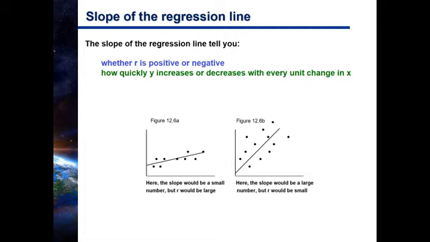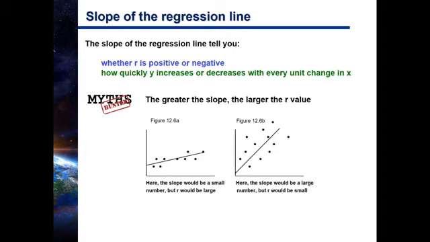If the slope is positive, r is positive. You already learned that. Now I added to that, it tells you how quickly y is changing. Every time you move 1 unit on x, how fast or how slow does y change?